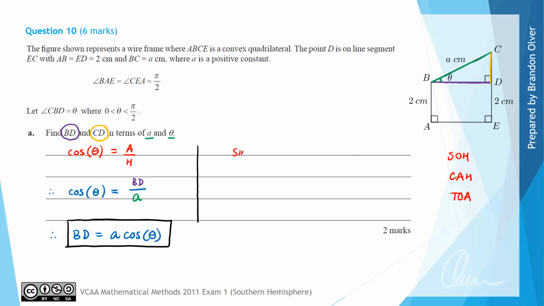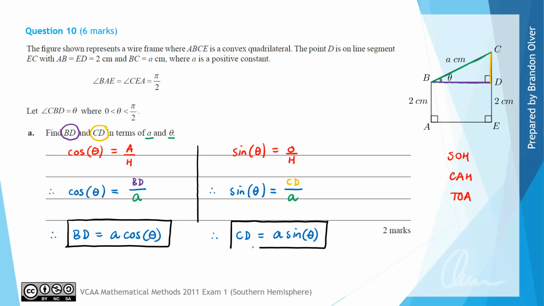So that means we can use sine of theta is equal to the opposite over the hypotenuse. So therefore we know that sine theta is equal to the ratio, and the opposite is the length of CD, and that is going to be divided by the hypotenuse length of A. So therefore we find that CD is equal to A sine of theta. And that is the second part that we needed for this question.